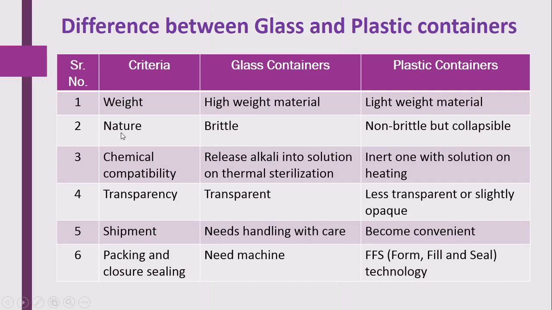The next criterion is nature. Glass is brittle. It is hard, but when it is dropped, it will easily break. That is, it is also called a fragile material. But in case of plastic containers, it is non-brittle but collapsible. So it will not break when it drops to the ground.